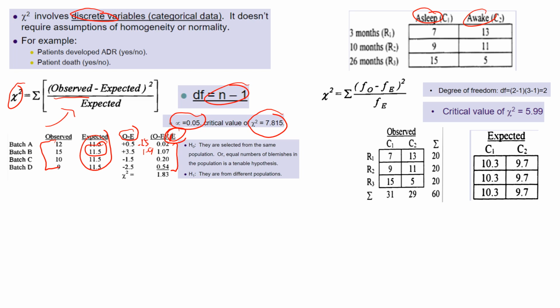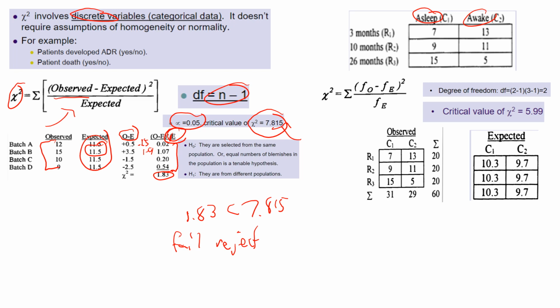But we get this final value of 1.83. Now, your 1.83, this chi-squared observed value, is less than your critical value, your 7.815, so you fail to reject the null. It's kind of like every other test we've done so far, where if it's less, you just fail to reject. And then you're done. Your data is not statistically significant.